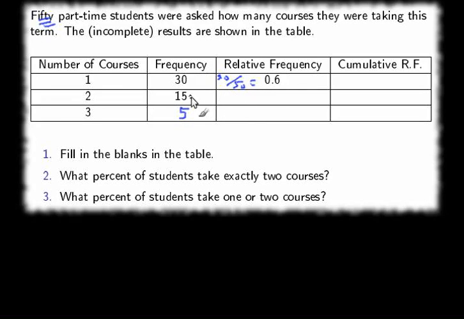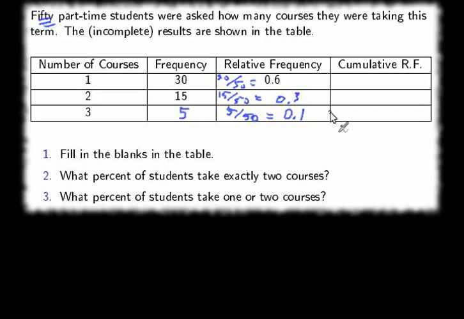So for the second row, we have a frequency of 15 people who said the number of courses was 2. So as a proportion, that's 15/50ths, which is 0.3. And then finally, the relative frequency for the last row for people who answered 3 is 5/50, which of course is 0.1.